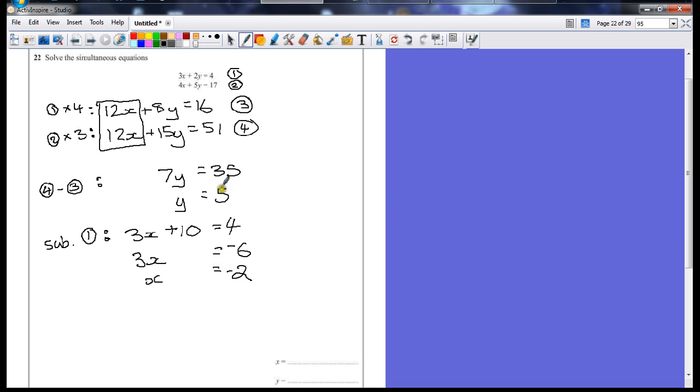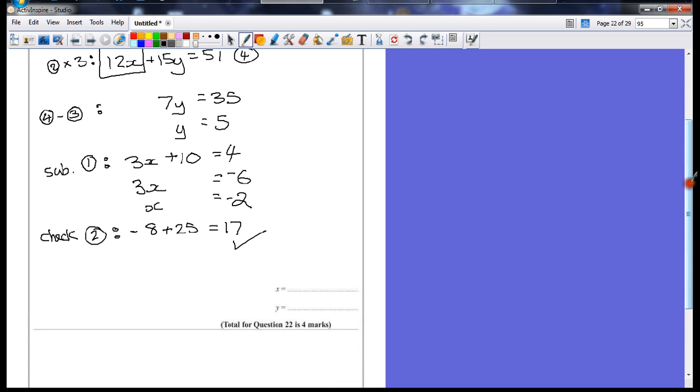Now, while you could put down your two answers there, a really good idea, especially in exams, is to do a final step, which is just your check step on the equation you've not used. So we've got 4x. 4 times minus 2 is minus 8. We've got 5y, so we're going to add 25. And it's supposed to equal 17, does it? Minus 8, add 25. 25 take away 8 is 17. It's a good way for you to know that you've got the answers right. If the answer doesn't work in both equations, we do not have our solution.